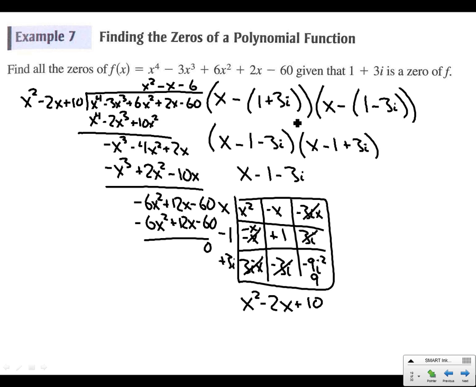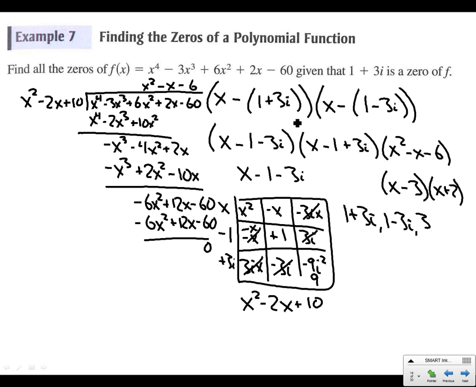So here we go. We've got x squared minus x minus 6. Thankfully, that does factor. We'd have x minus 3 and x plus 2. So we now have all of our zeros: 1 plus 3i, 1 minus 3i, 3, and negative 2. Alright, we have 4 zeros. Let's go ahead and check to make sure that we have enough. X to the fourth, and so we do have all of our zeros.